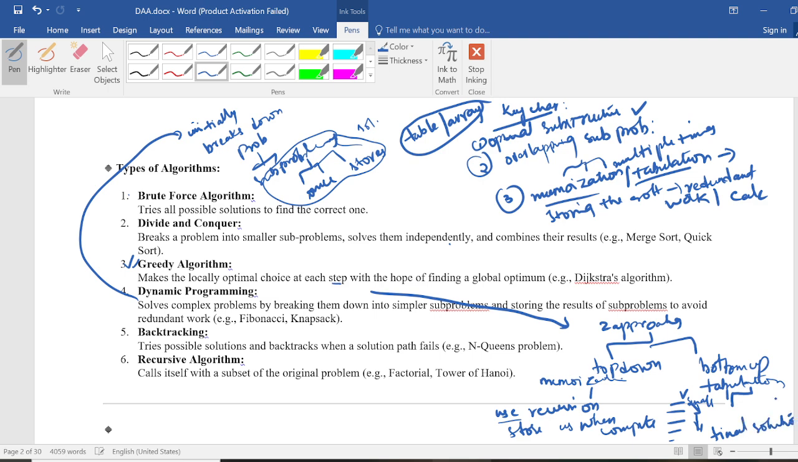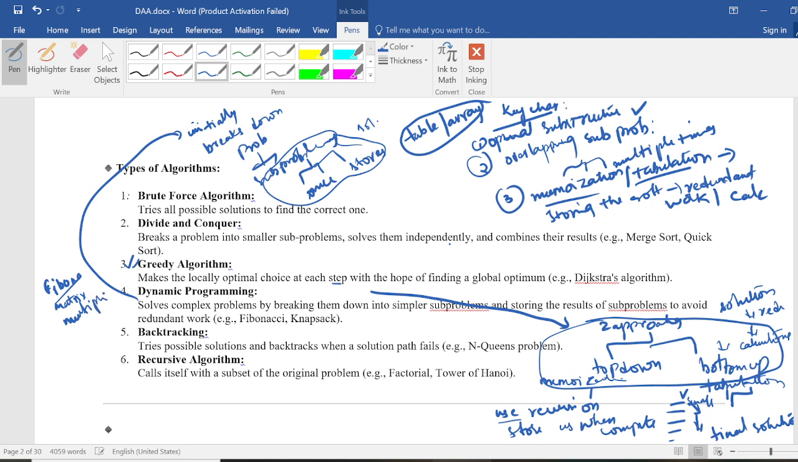So finally, in both approaches, we will store the solutions so as to reduce redundancy and rework or recalculation for future use. Examples of dynamic programming are the Fibonacci series, knapsack, longest common sequence, matrix multiplication, etc.